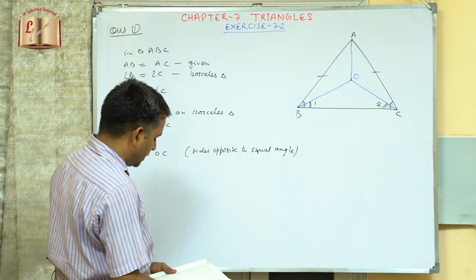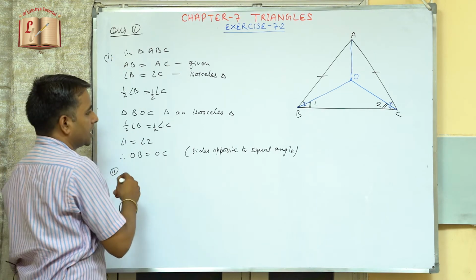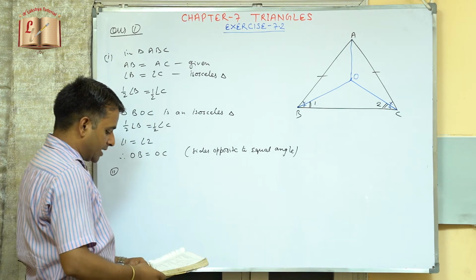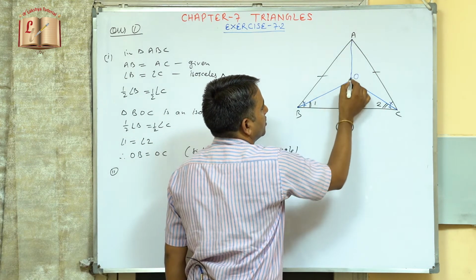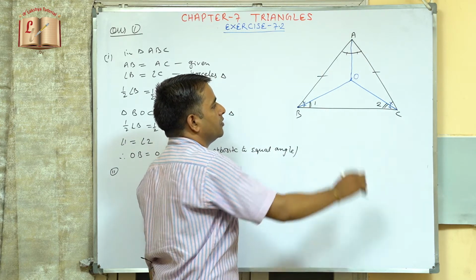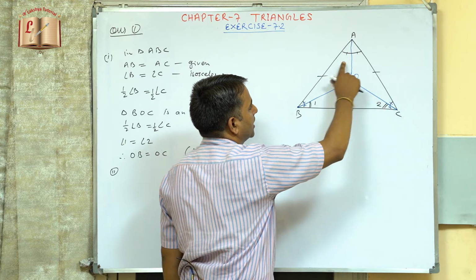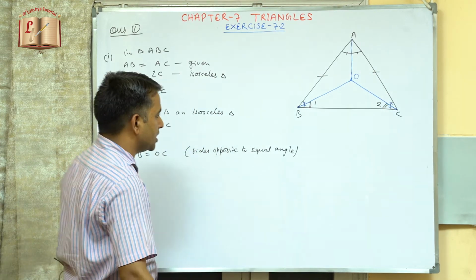Now we need to prove that. So this was the first one. Now coming to the second part. AO bisects angle A. Now we need to prove that this side AO bisects this angle. This we need to prove. Now we will take up these two triangles, triangle AOB and triangle AOC.